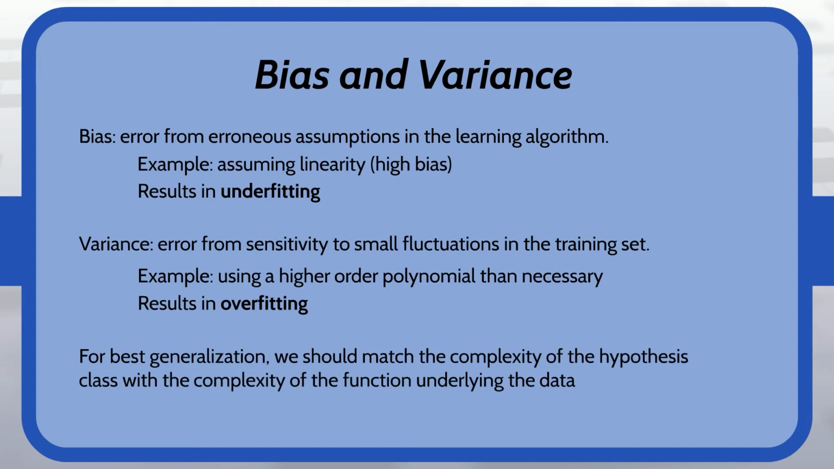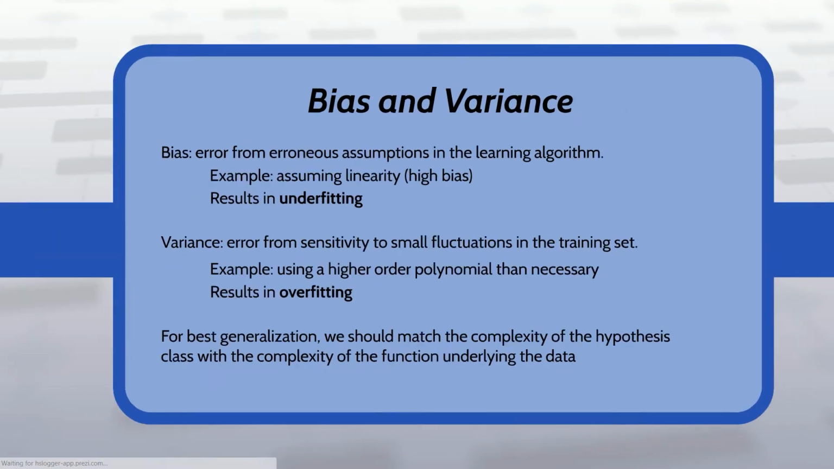For best generalization, we should match the complexity of the hypothesis class with the complexity of the function underlying the data. So if our underlying data is following a cubic distribution, our hypothesis class should be a polynomial of order 3. Or if our underlying data is linear, then we should assume linearity. This isn't always easy to know, and that is part of the model selection procedure: comparing and contrasting some of these different hypothesis classes and seeing which one actually matches the complexity best. But we'll talk about that in a future slide.